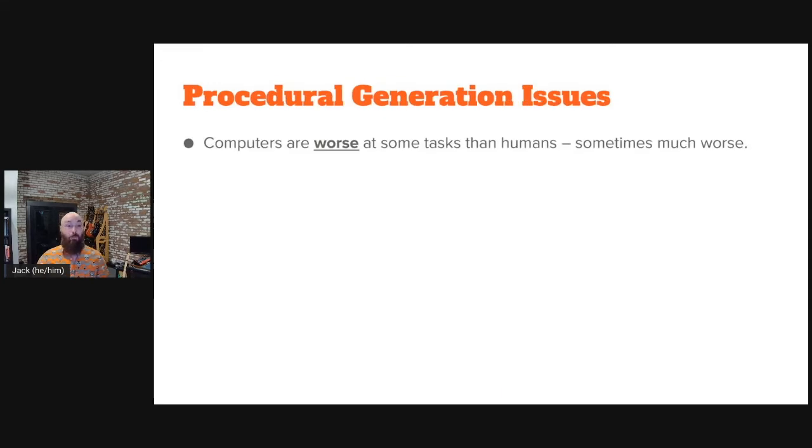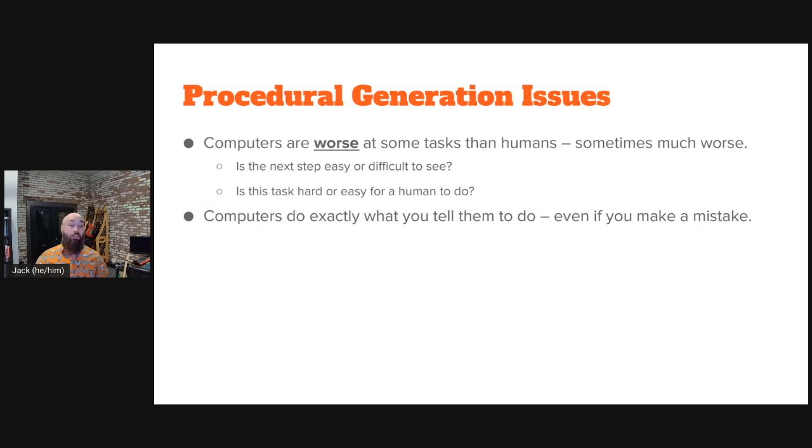Now, computers are worse at some tasks than humans, sometimes much worse. Like, is this next step easy or difficult to see? Is this task hard or easy for a human to do? That can be really tough and tricky. And computers do exactly what you tell them to do, even if you make a mistake. And there's just too many procedurally generated puzzles even to go through by hand. So we have to come up with ways of culling down all of the generated puzzles, figure out what we're going to use and when we're going to use them.